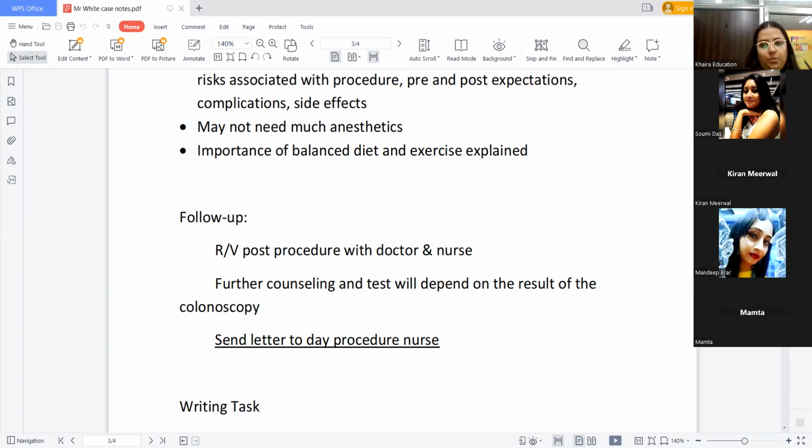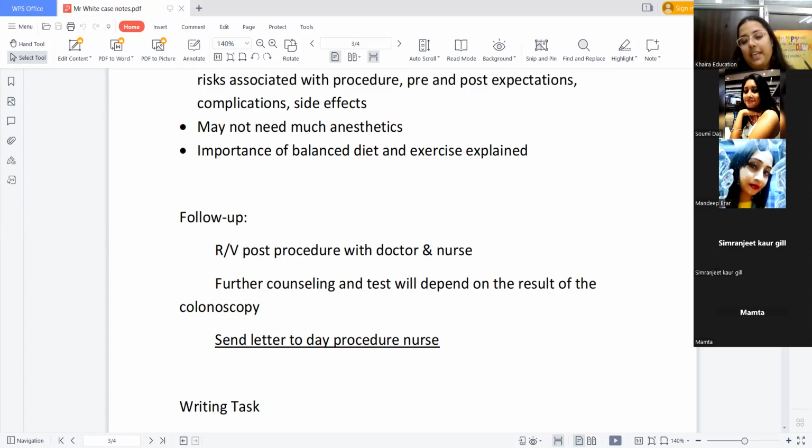Me. You. Nurse, the person who is writing the GP letter. Nurse. And who is a day procedure nurse? The surgical nurse. Surgical nurse, ma'am. Writing. Now, who is a day procedure nurse?